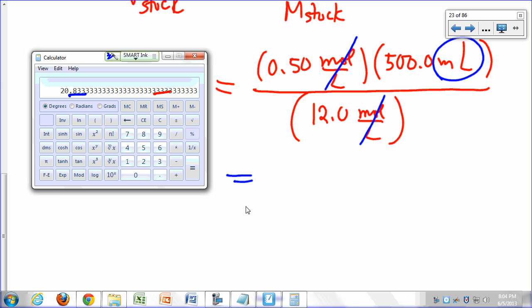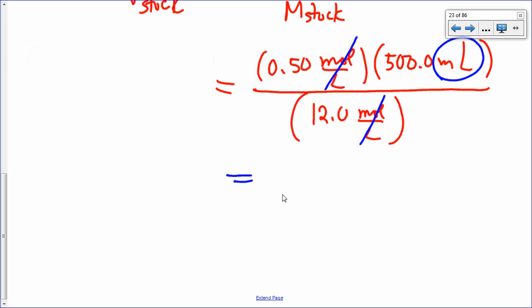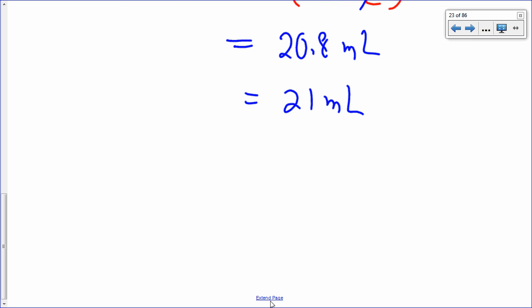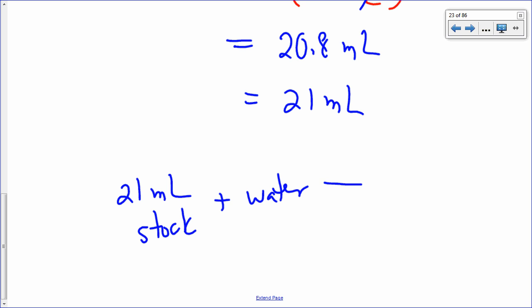That gives you 20.8 milliliters. Or, since we only have 2 sig figs, it's 21 milliliters. So what you do is you take 21 mils of your stock solution plus enough water to bring your total volume up to 500 mils.